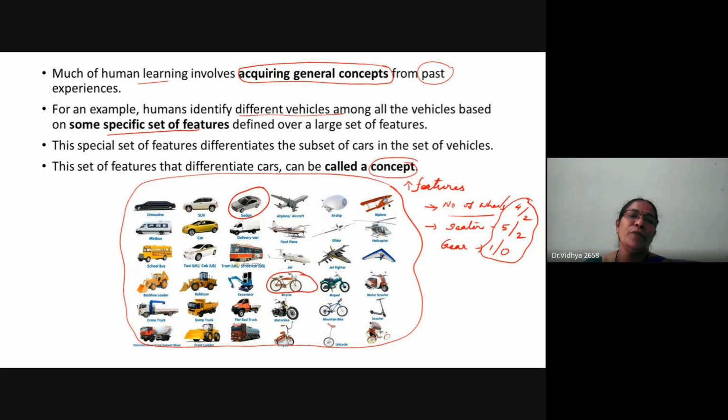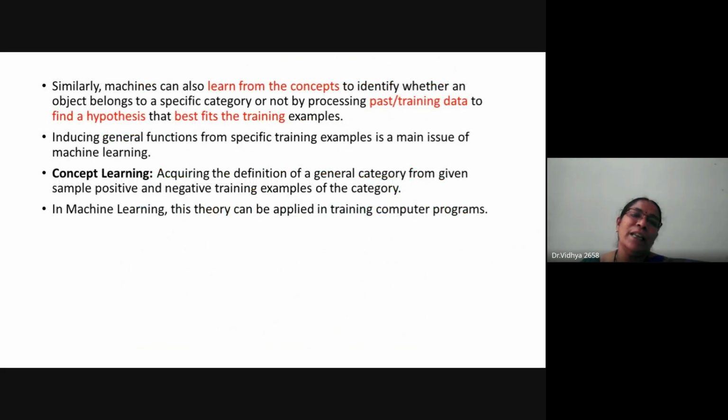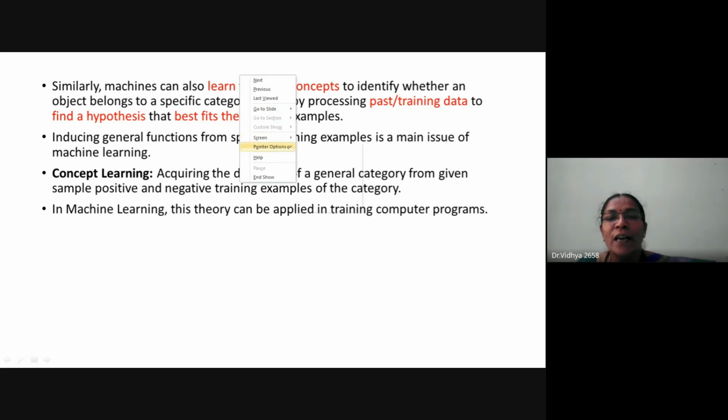I hope all of you are able to understand the meaning of the concept and the role of past experience in acquiring general concepts. In this way, human learning is happening. Similarly, machines can also learn from concepts. How is it possible? How can the machine learn from the concepts? That is what the term concept learning means.